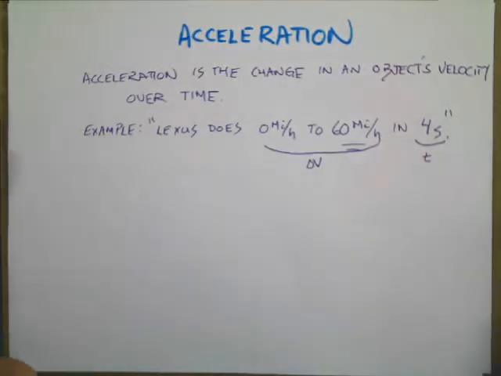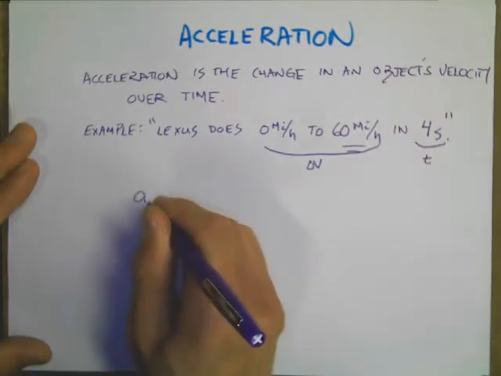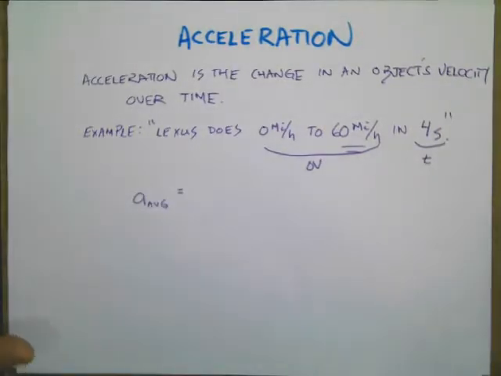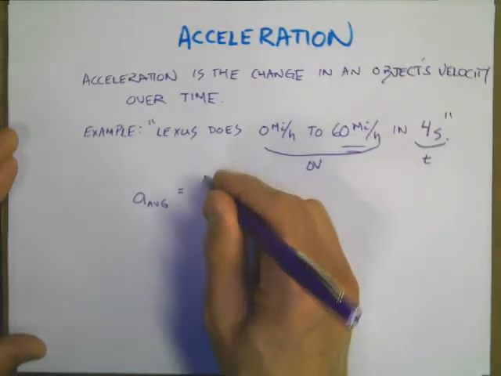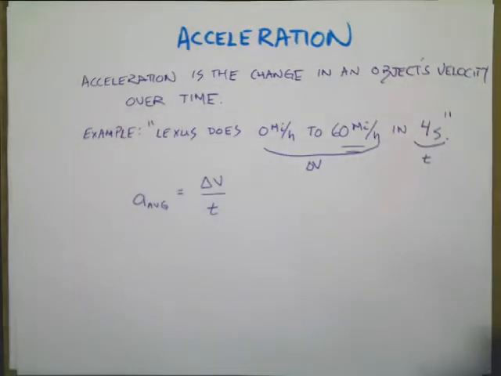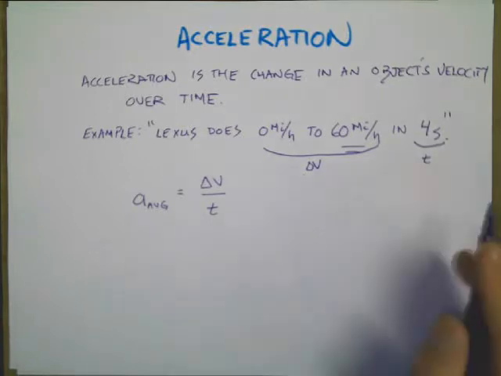So we're going to define acceleration now with a formula that matches up the words. This is average acceleration. It's going to be defined as the change in velocity divided by time. And it's that simple, because you're looking at the change in velocity over time.